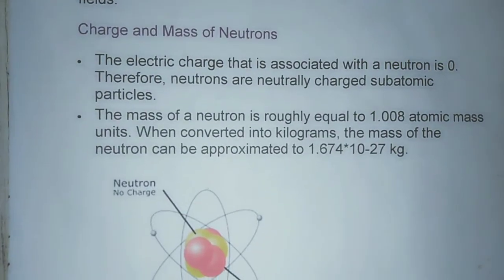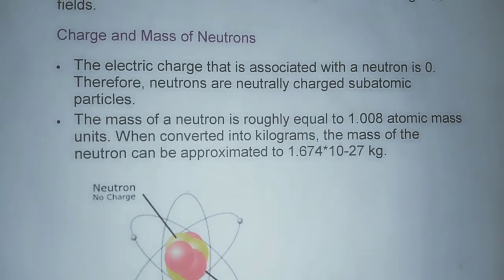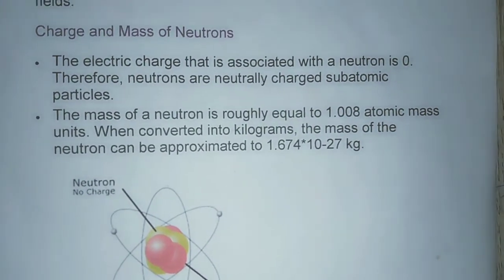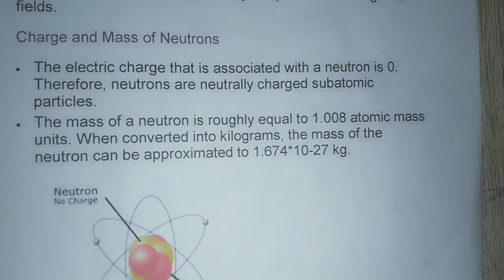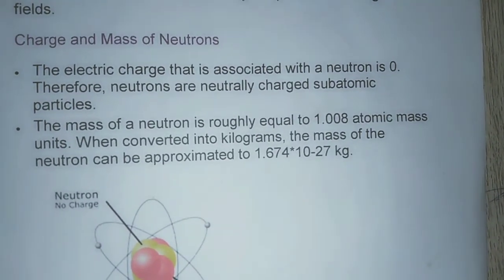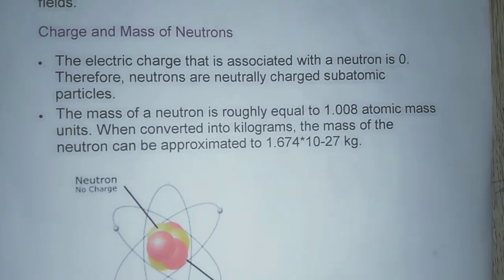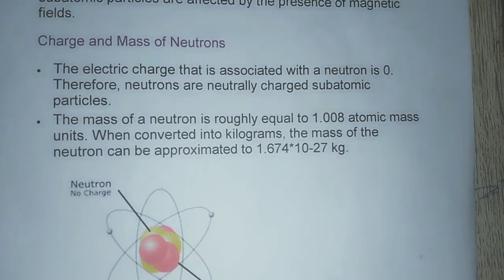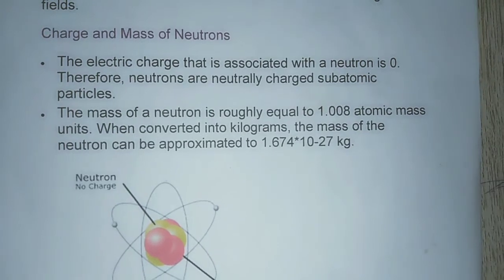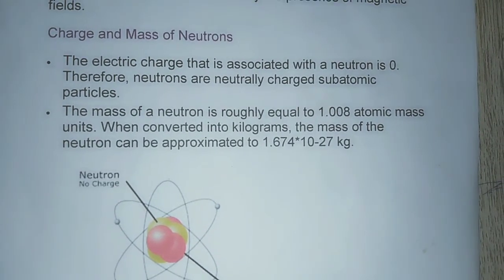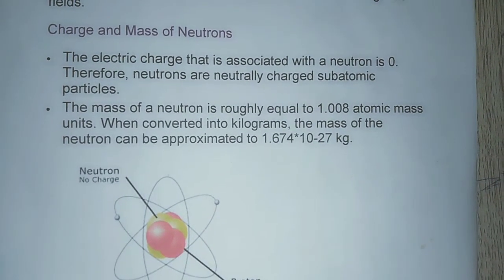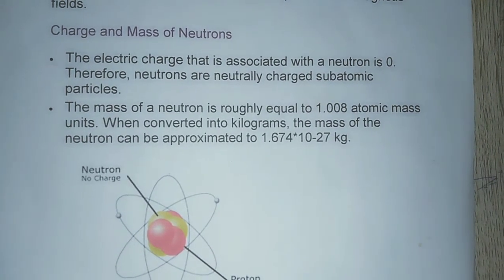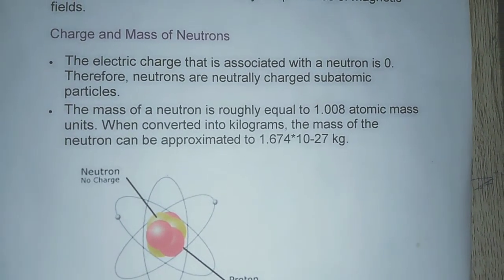Charge and mass of neutrons. The electrical charge that is associated with a neutron is 0. Therefore, neutrons are neutrally charged subatomic particles. The mass of the neutron is roughly equal to 1.008 atomic mass units. When we convert into kilograms, the mass of a neutron can be approximated to 1.674 times 10 minus 27 kg.